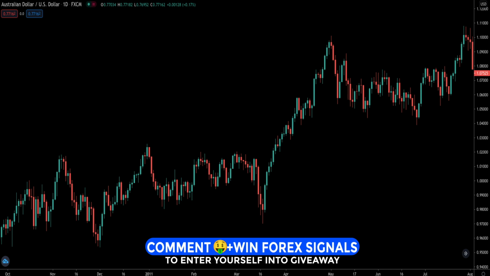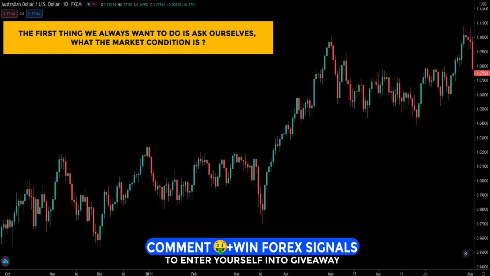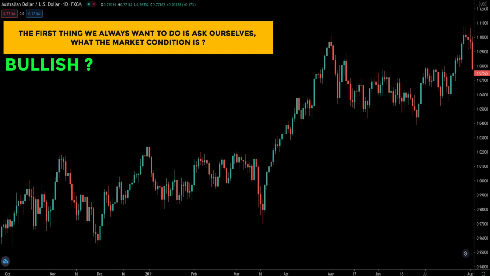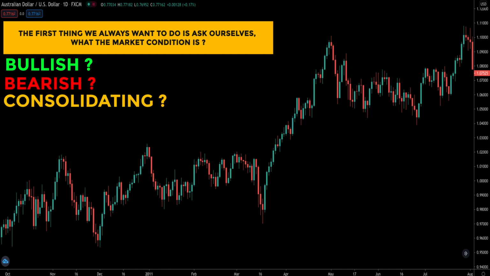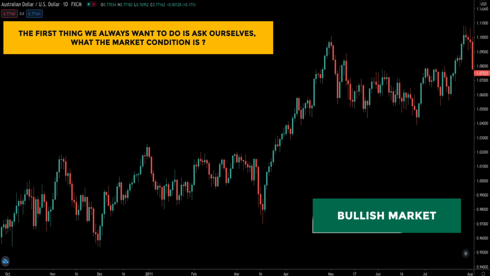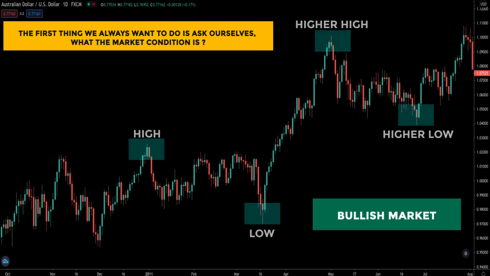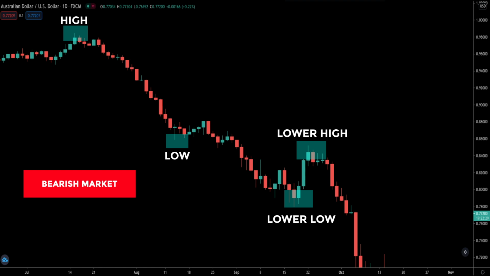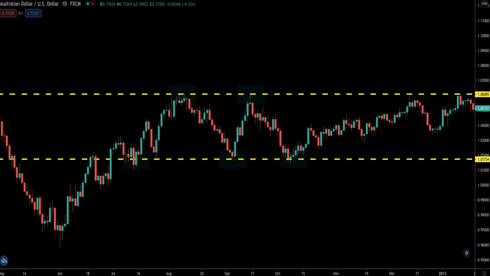Right here, we have a chart, and the first thing we always want to do is ask ourselves what the market condition is. Is it bullish? Is it bearish? Or is price consolidating? A bullish market condition occurs when price makes a series of higher highs and higher lows. If the price makes a series of lower lows and lower highs instead, this indicates a bearish market condition. And of course, if you see that price is trapped between two levels, then it's ranging. Pretty elementary stuff. But this is the first step that you need to do.